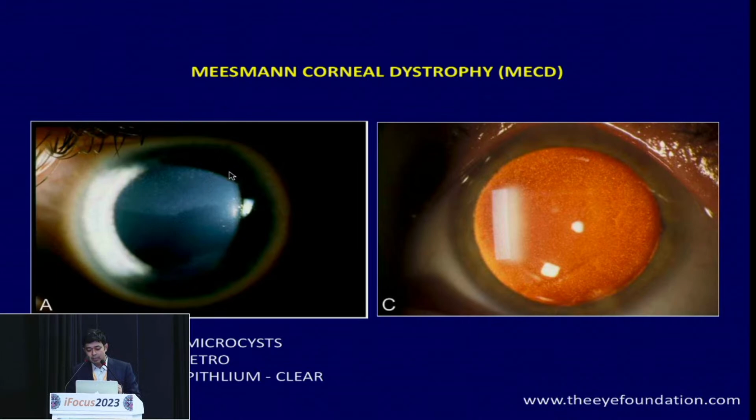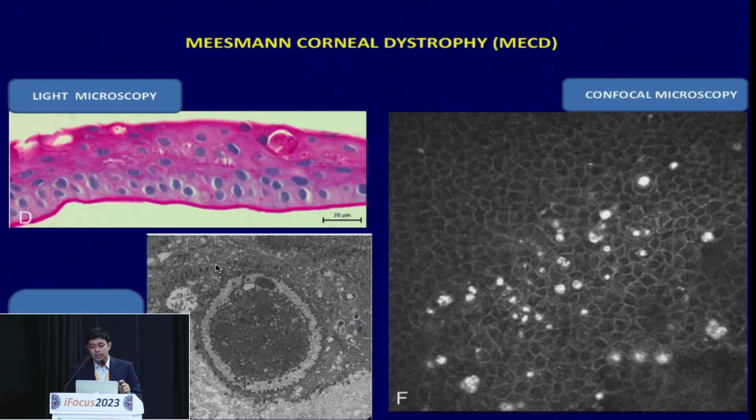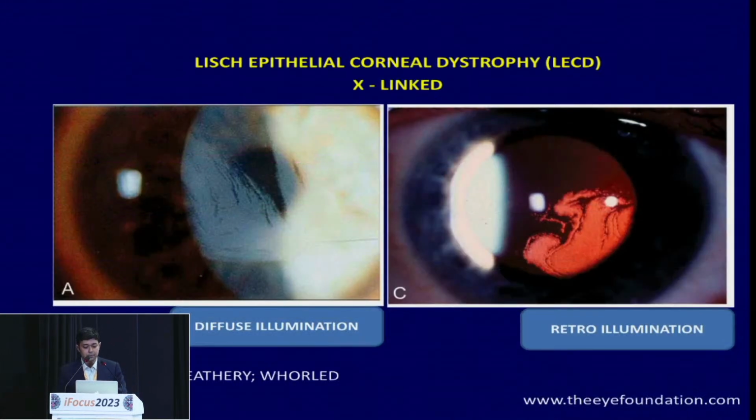You can see these better on retroillumination, as you can see in this picture. But one very classical point about Meesmann dystrophy is that the uninvolved area, the intervening epithelium, is completely clear. So you'll have these diffuse microdots, an intervening area which is clear, and then again some microdots in the inferior. On light microscopy or confocal microscopy, you have these vacuolated appearances, and this has been described as a peculiar substance, the deposits that you see in the dystrophy.